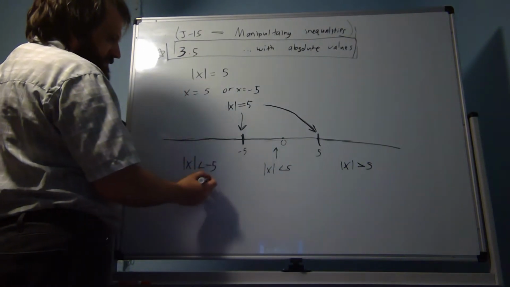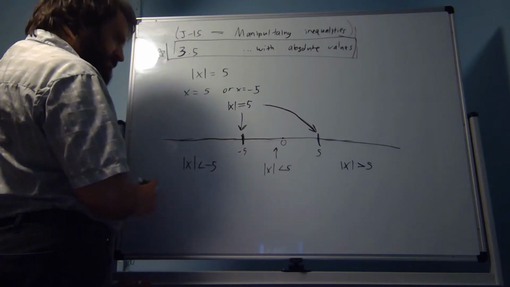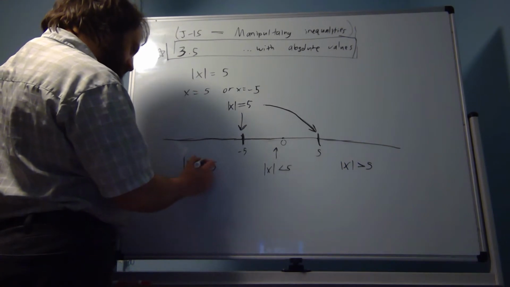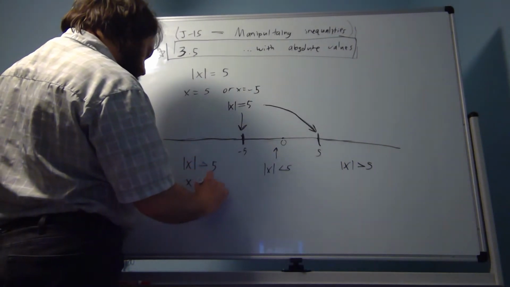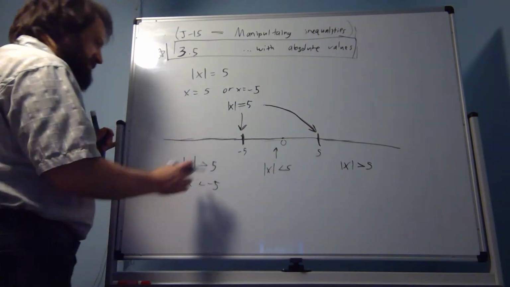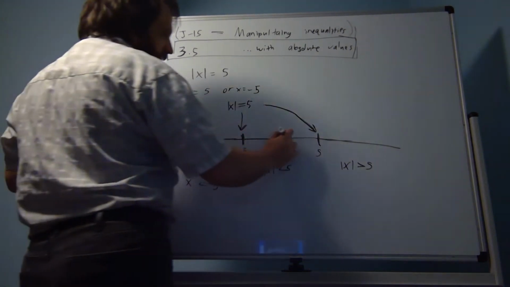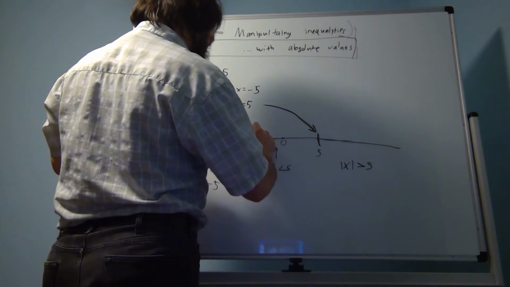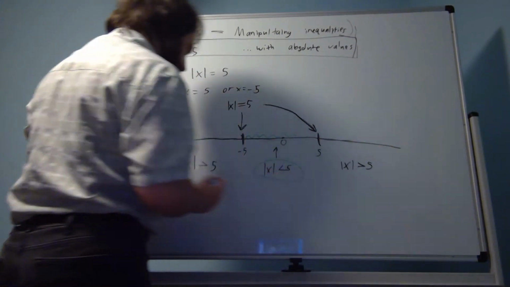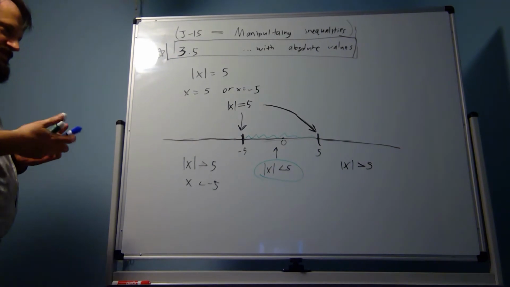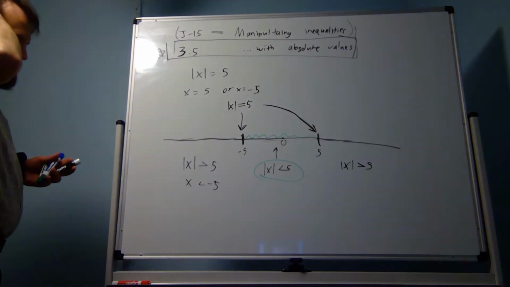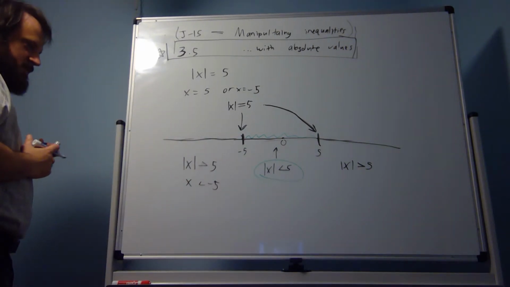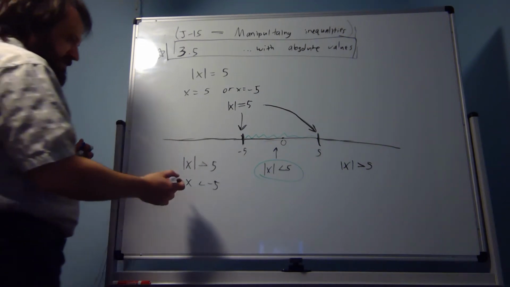Then the absolute value of x gets bigger. So the absolute value of x being less than 5 only happens for x's that are close to 0. But there's two ways that the absolute value can be large. The absolute value is large because large negatives take the absolute value and you get a positive again.